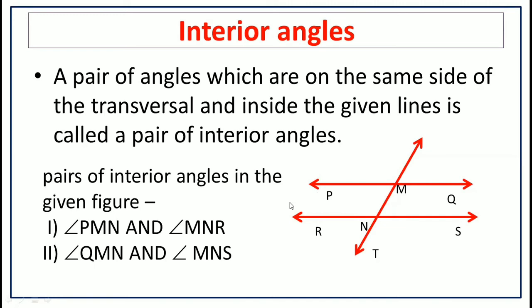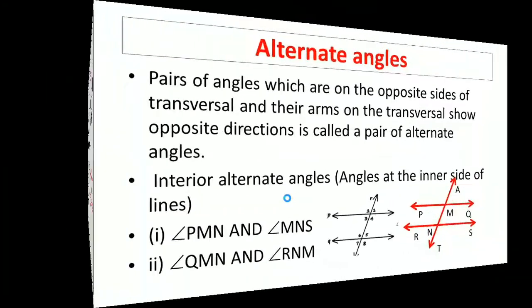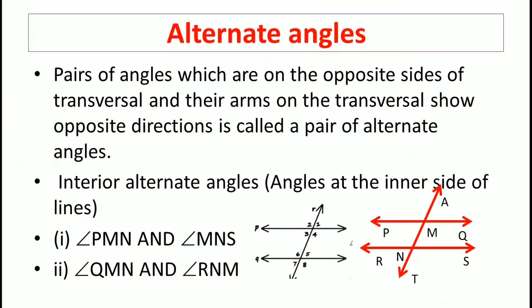Again you learn the alternate interior angles. A pair of angles which are on the opposite sides of the transversal, and whose arms on the transversal show opposite directions, is called a pair of alternate angles. So for this pair of alternate angles, again PMN and MNS. This is a pair of alternate interior angles, and QMN and angle RNM.